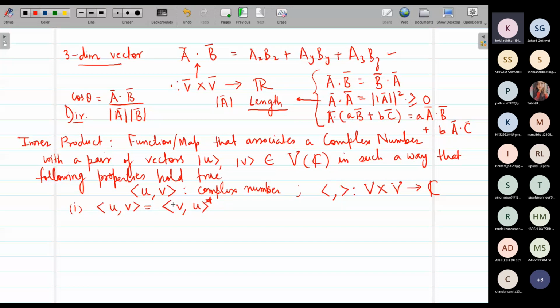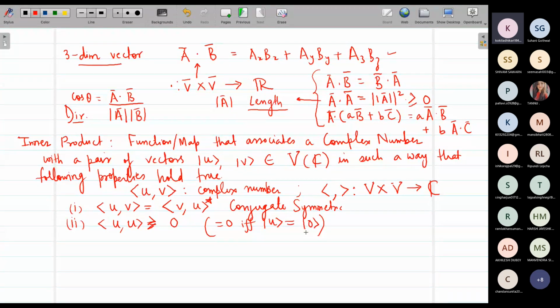Now what is this star in the case of complex numbers? Conjugate. So we are not taking it to be symmetric. We are saying it is conjugate symmetric. Okay, this is one. Second is exactly what we read: u comma u is greater than or equal to 0, and this will be equal to 0 if and only if my u vector is the 0 vector, just like the way we wrote for this.